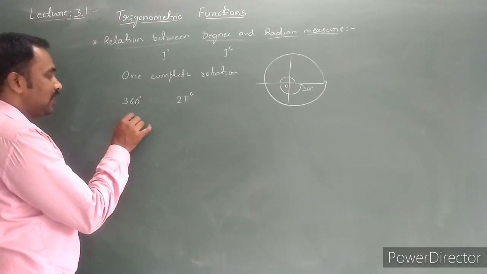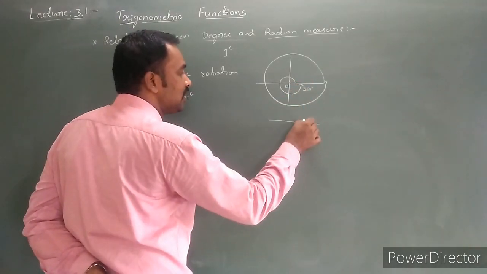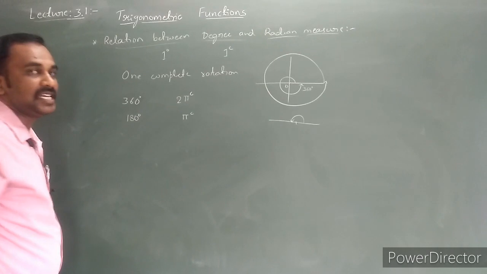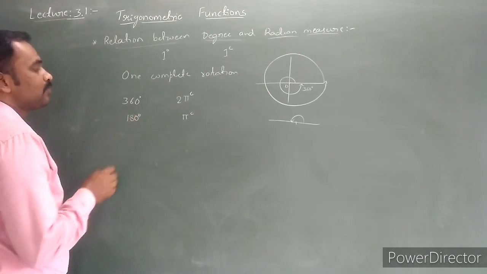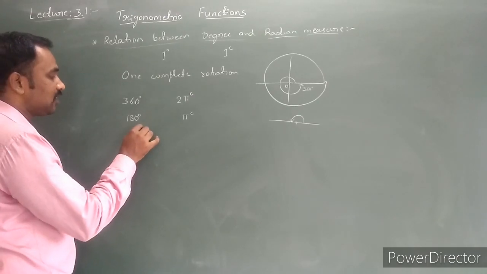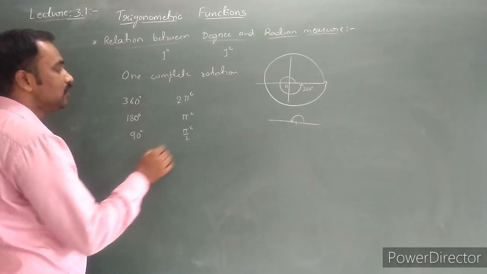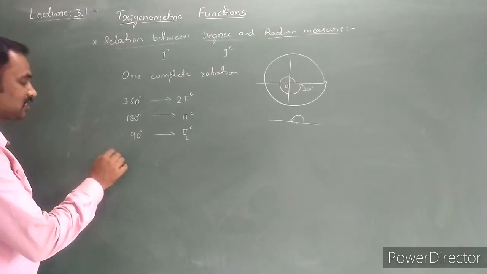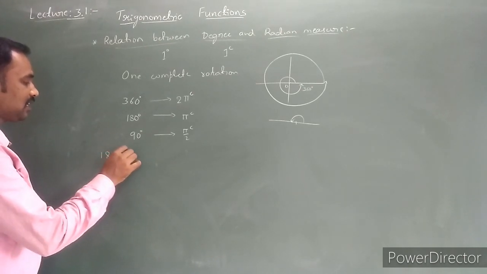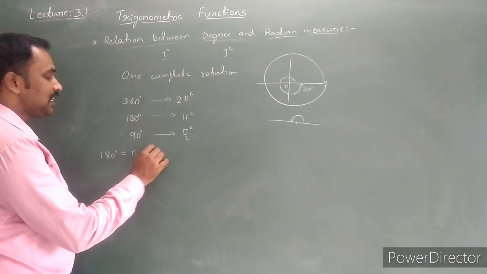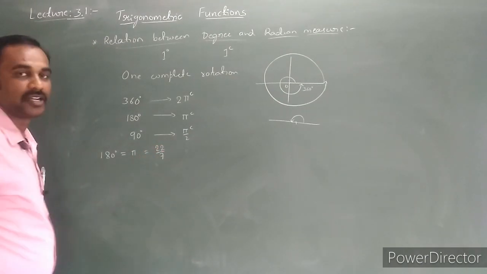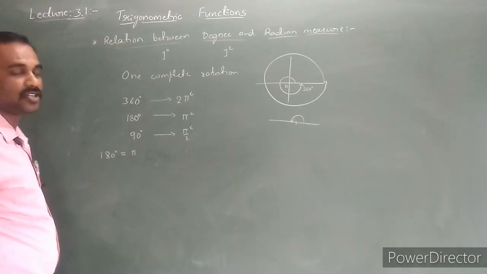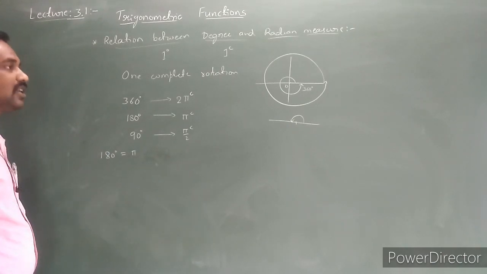Similarly, 180 degree, only this much is over, is nothing but pi radian. Similarly, 90 degree is nothing but pi by 2 radian. Like that we can simplify. Here 180 degree is equal to pi. Pi can be written as 22 divided by 7. Pi value is approximately 22 by 7, 3.141 and it continues.